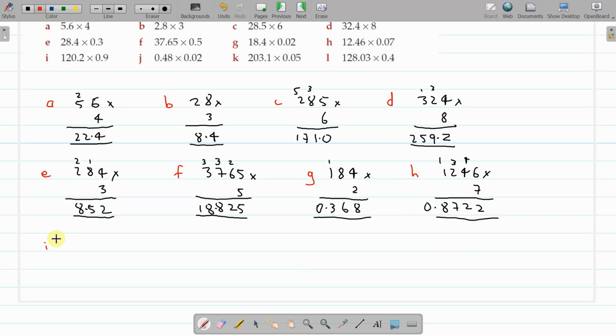I. 1202. Taking the decimal point out and taking that one out of that one is 9. Answer will have 1 and 1, 2 decimal places. 9 2s, 18. Oh, I can put that one straight there. 9 2s, 18. 9 1s are 9 and 1 is 10. 2 decimal places. J.